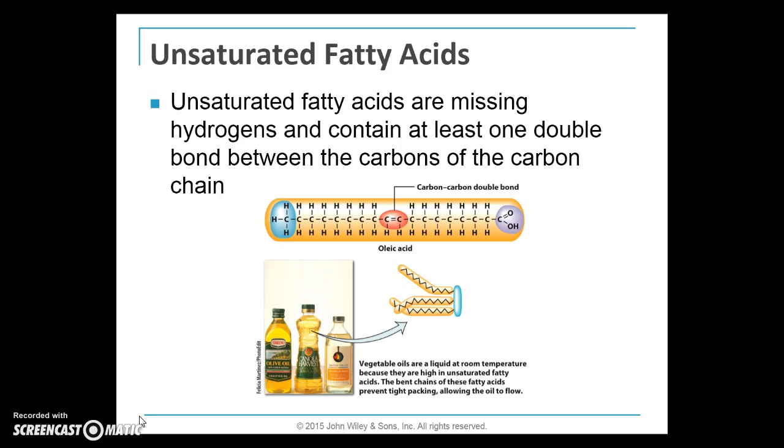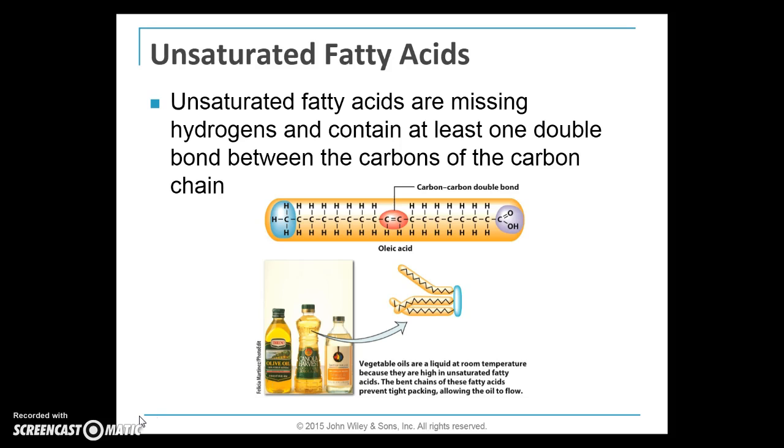Unsaturated fatty acids: what makes them unsaturated is they're missing hydrogens, and they contain at least one double bond between the carbons of the carbon chain. You can see in that picture the carbon-carbon double bond, that's oleic acid, and it is missing some hydrogens there. The hydrogens are replaced by the double bond. Typically unsaturated fatty acids are liquid at room temperature. So vegetable oils are liquid at room temperature because they're high in unsaturated fatty acids.